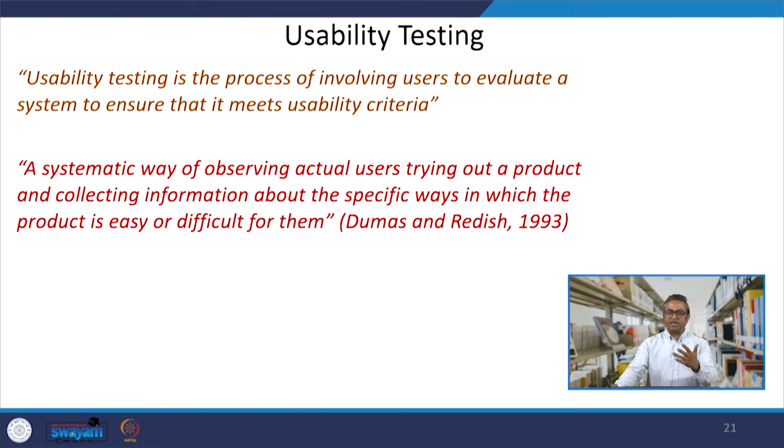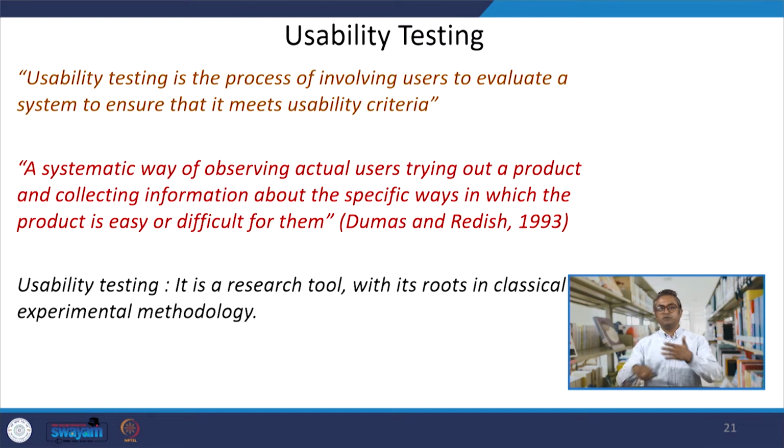environment, how they are collecting the information, how they are interacting with the system, and their specific way, their generic way altogether can be understood, and in which the product is easy or difficult for the users. Such understanding can be investigated using usability testing, which is a systematic way. Usability testing can be seen as a research tool with its roots in the classical experimental methodology.